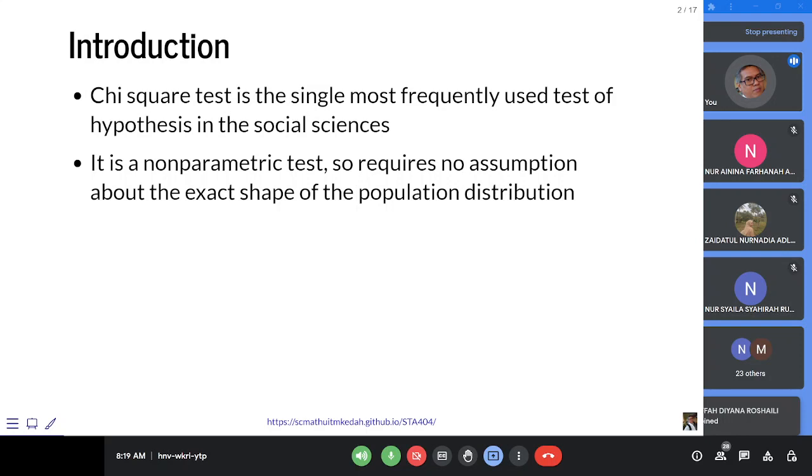So bila katakan non-parametric ni, it requires no assumption. Berbanding dengan the previous material that we have covered, the independent sample t-test, the paired sample t-test, the ANOVA, all those tests that we have done previously are parametric tests, whereby they have very rigid assumptions to be made in order for the result to be valid.